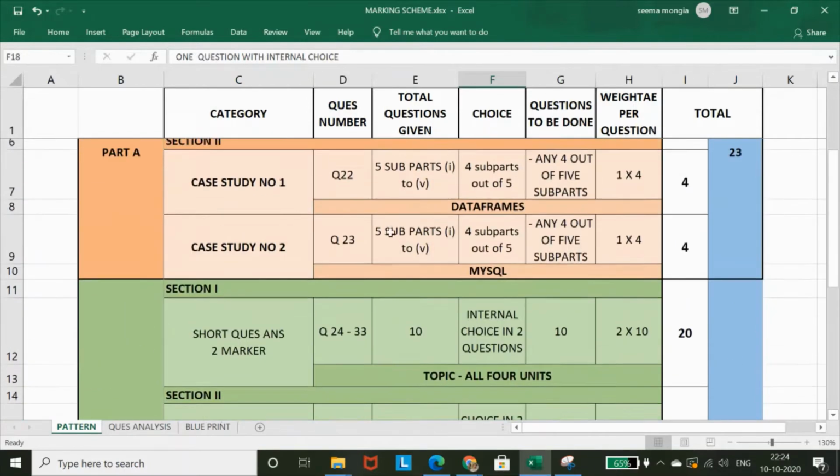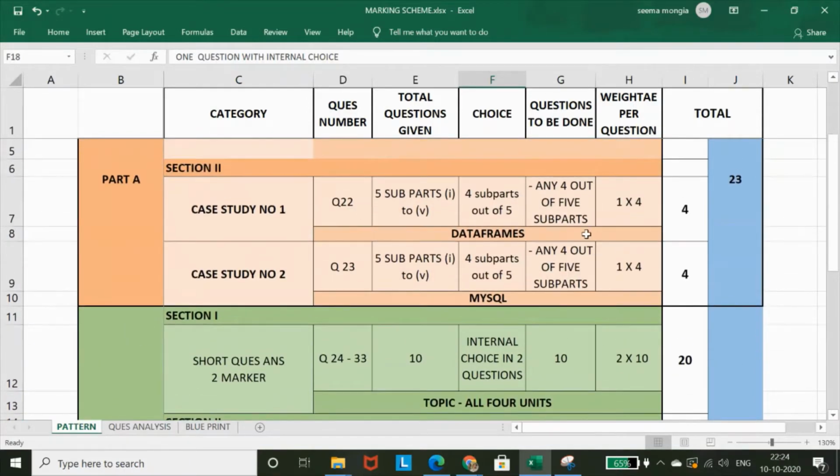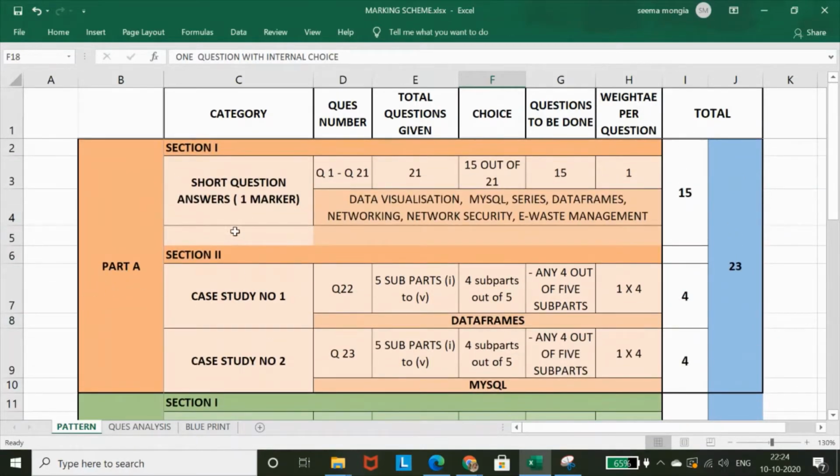But yes, from question number 1 to 21, you have a choice. You can attempt only 15 questions. Now, coming on to the topics, part A, section 1 are either short question answers or one word answers, or maybe objective or MCQ or fill-ups or true false, very short questions, and the topics being covered are the complete syllabus. These one marker questions can be from anywhere in the syllabus, but we will be talking about this in detail in our blueprint and question analysis also.